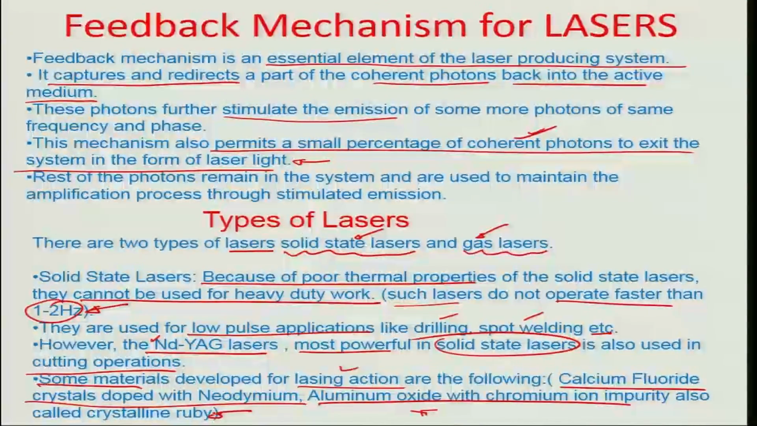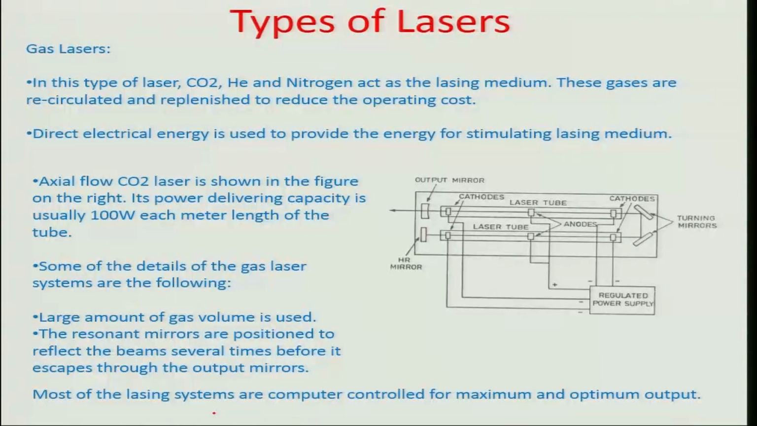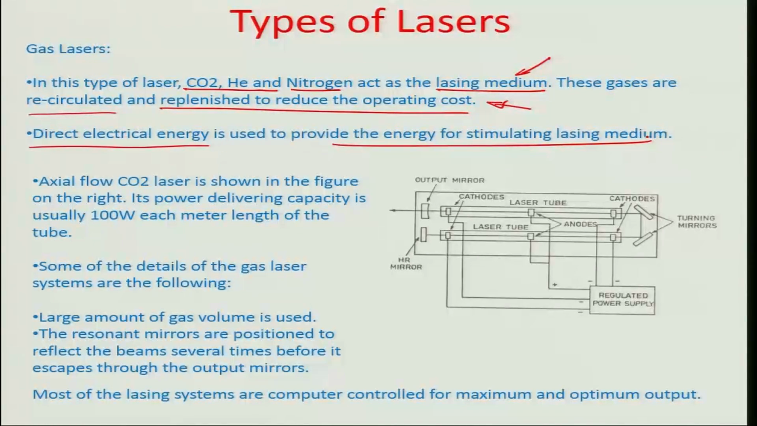If you look at gas lasers, you have CO2, helium and nitrogen, which are really very good mediums which would do the population inversion process so that the lasing could happen. The gases are obviously recirculated and replenished to reduce the overall operating cost of the laser. Direct electric energy is used to provide the energy for stimulating the lasing medium.